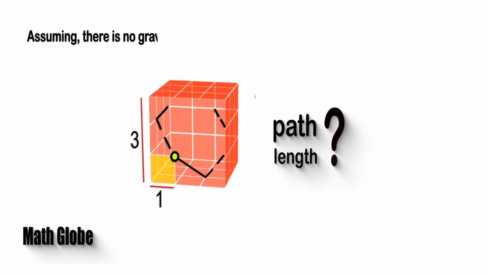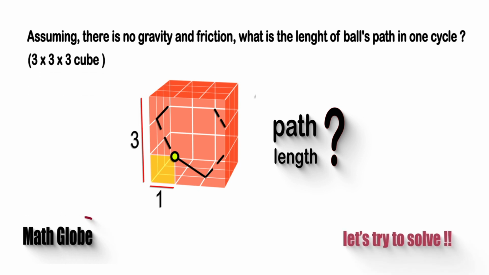Assuming there is no gravity and friction, what is the length of the ball's path in one cycle? Let the solution come.